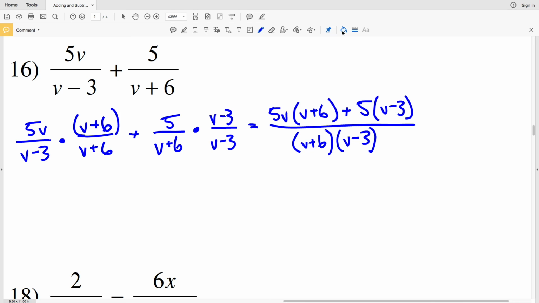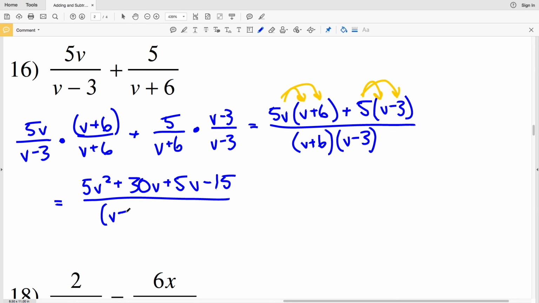So now I'll simplify that numerator. I'll need to distribute my 5v to the v and to the 6, and then I'll need to distribute my 5 to the v and 3. So 5v times v is 5v squared plus 5v times 6 is 30v plus 5 times v is 5v minus 15. And that's all over v plus 6 times v minus 3.